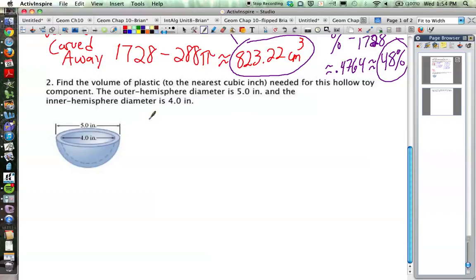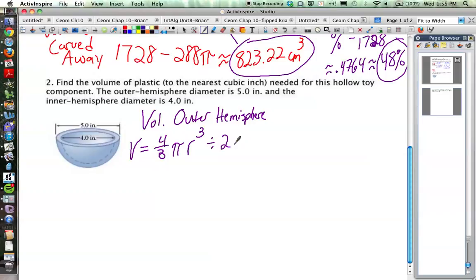All right, so the volume of the outer hemisphere is what we will do first here. So once again, the volume of a sphere is 4/3 times pi times the radius cubed. Now we are going to have to divide that answer by 2 in the end to get the hemisphere.